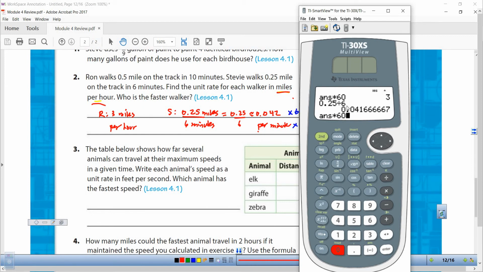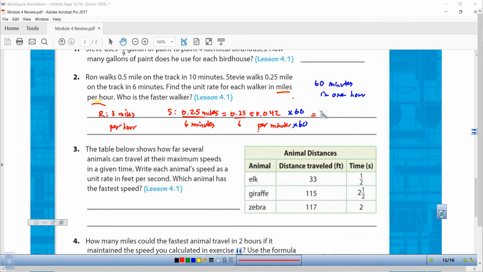See how I did the same thing? I multiplied by 60 up here, right? So now I'm going to multiply by 60 here. I multiplied by 60 for Ron. Now I'm multiplying by 60 for Stevie. And this one gives me 2.5. All right, so that number cleaned up nicely. 2.5 what? Miles per hour.